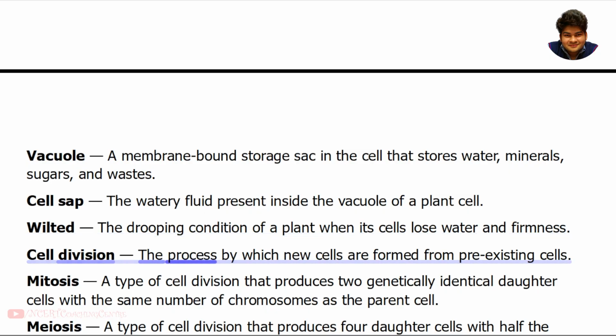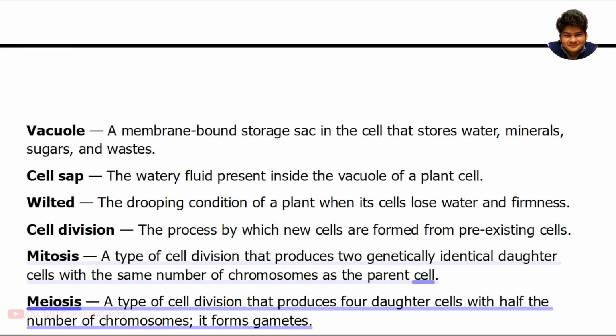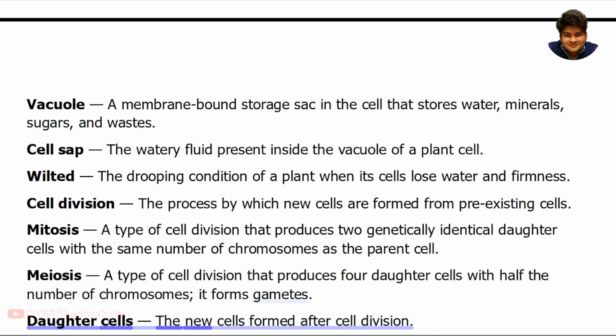Cell division, the process by which new cells are formed from pre-existing cells. Mitosis, a type of cell division that produces two genetically identical daughter cells with the same number of chromosomes as the parent cell. Meiosis, a type of cell division that produces four daughter cells with half the number of chromosomes. It forms gametes. Daughter cells, the new cells formed after cell division.